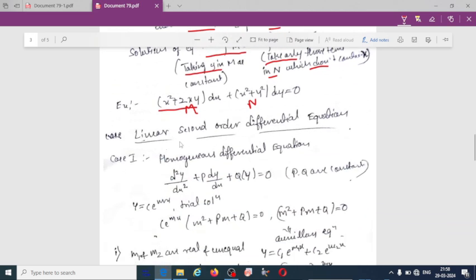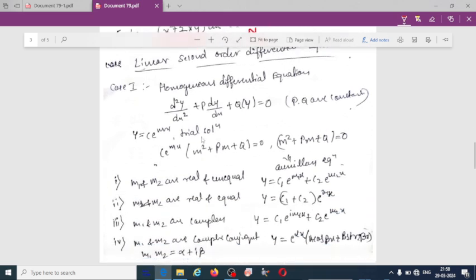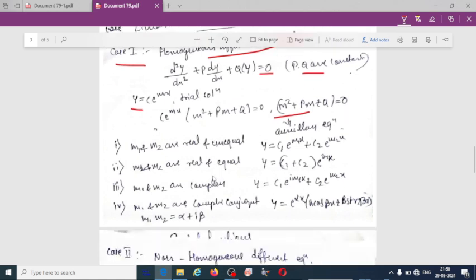So linear second order differential equation, case 1, that is the homogeneous differential equation, that means the second order differential equation is equal to 0, and p and q are constants here. So the trial solution of this equation, let us take y equal to c into e to the power mx. Then the auxiliary equation we can write like this: m square plus pm plus q is equal to 0. So here some conditions are there, depending upon the roots m1 and m2.